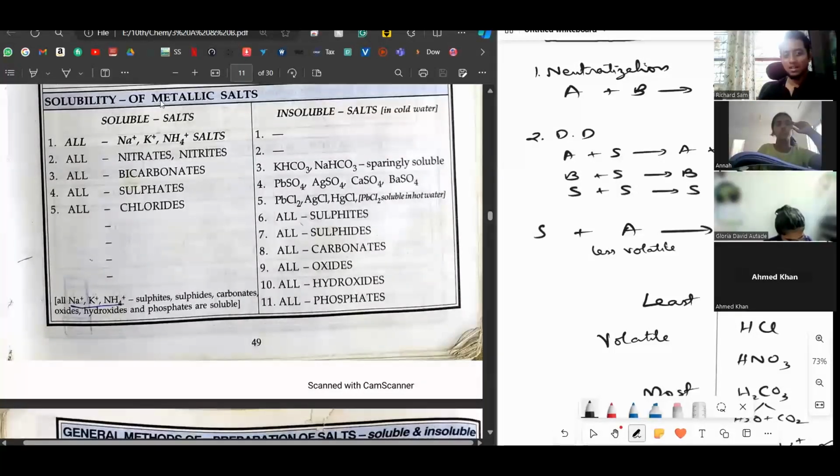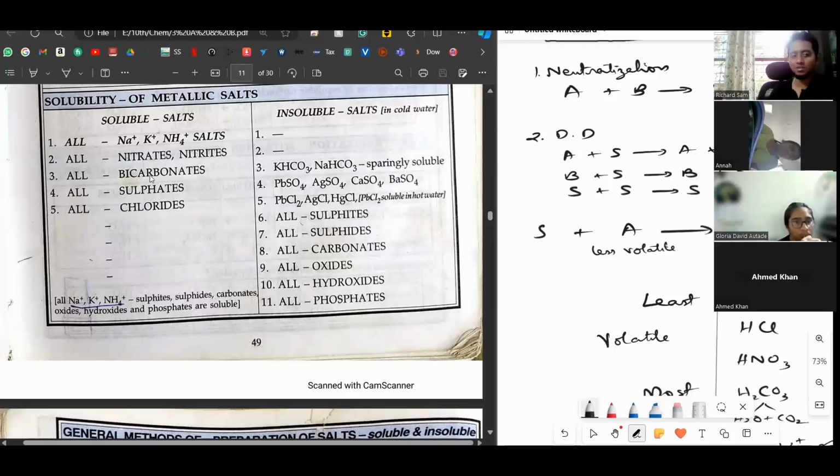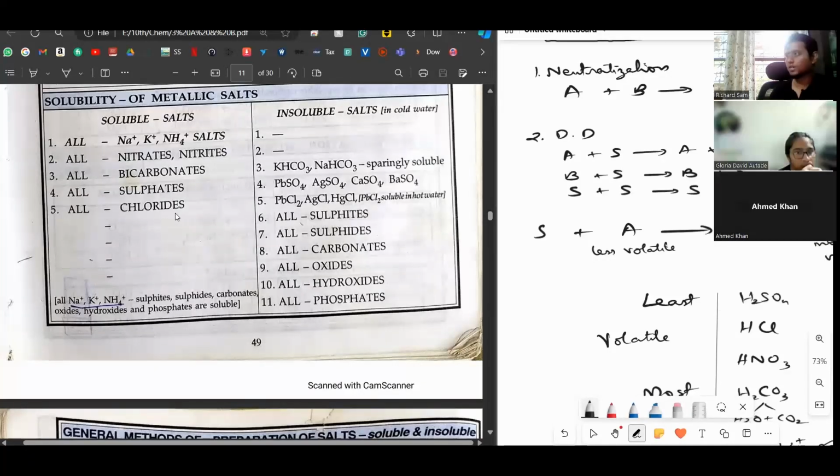Okay. On the left side, you have all soluble salts, and on the right side, you have all insoluble salts. Okay. So first, all sodium salts, potassium salts, and ammonium salts are soluble. Remember, a salt is made up of positive and negative, right? Okay. So the positive ion, if it is sodium, potassium, or ammonium, then it is soluble. Remaining all the points talk about the negative part. Okay. Only the first point was talking about what the positive ion should be. Okay. Now look at the second point. All nitrates, nitrites are soluble. All bicarbonates, all sulfates, all chlorides are soluble.